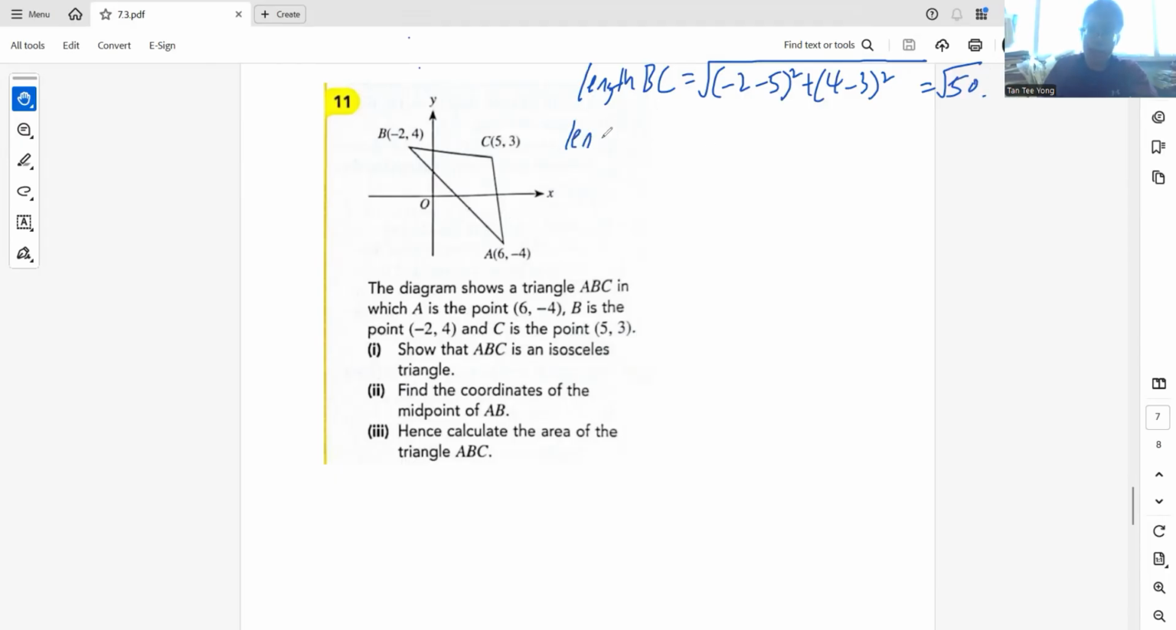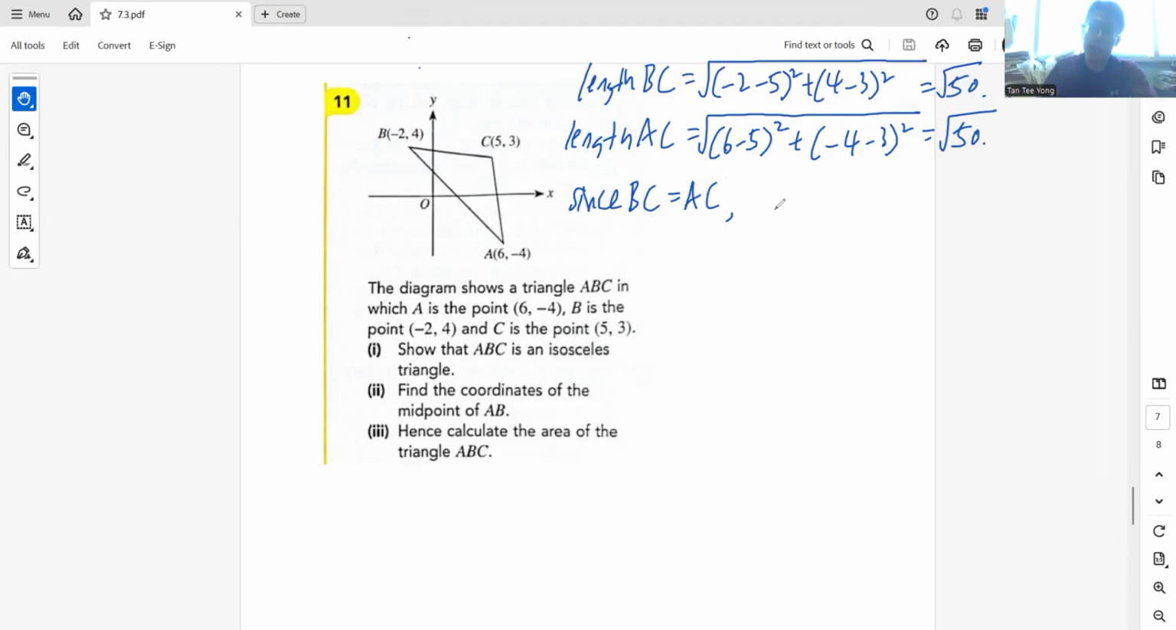Then the length of AC is equal to the square root of (6 minus 5) squared plus (-4 minus 3) squared, which gives me square root 50. Then I will say, since BC is equal to AC, triangle ABC is an isosceles triangle. Okay, so this is it for part 1.